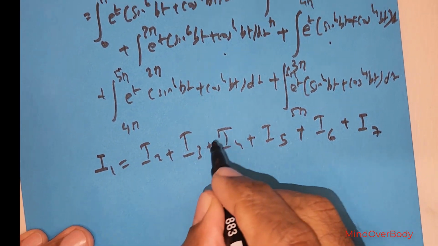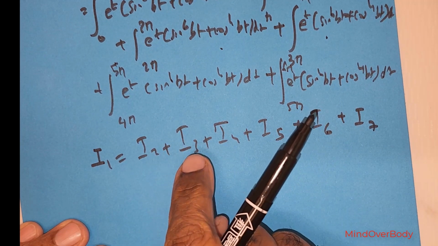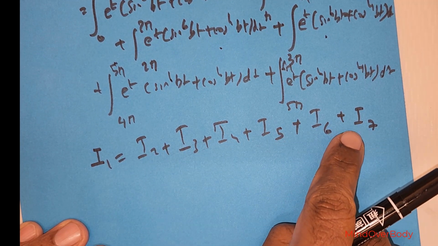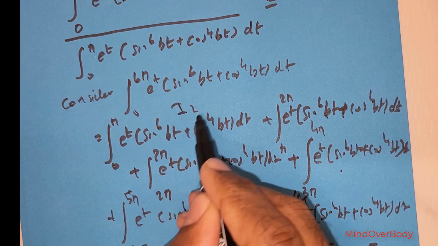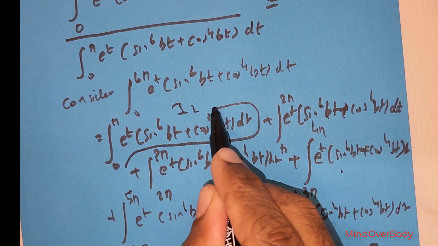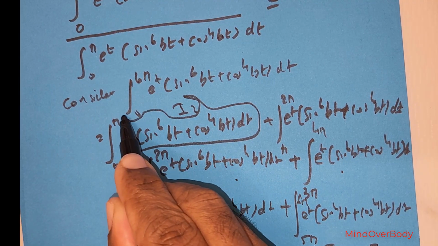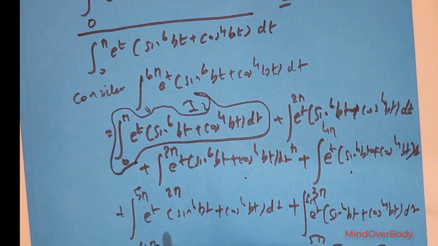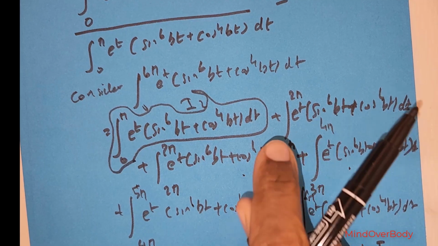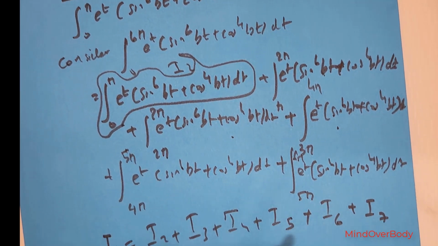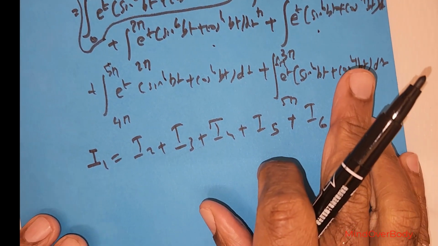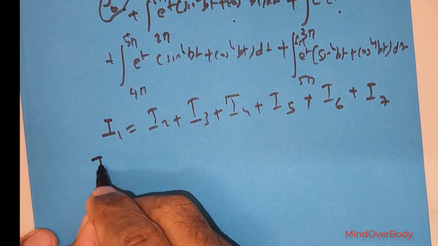Now what is my objective? My objective is to represent I3, I4, I5, I6, I7 in terms of I2. Now what is I2? This is my I2. This is our target integral. Every integral we have to represent in this fashion. Having mentioned that, let me consider I3.